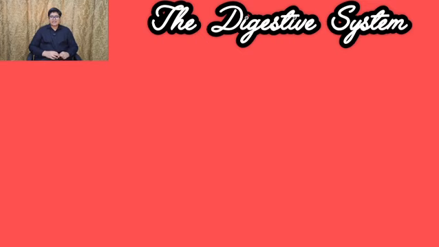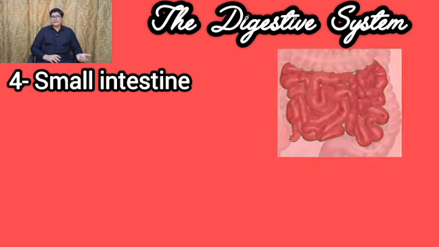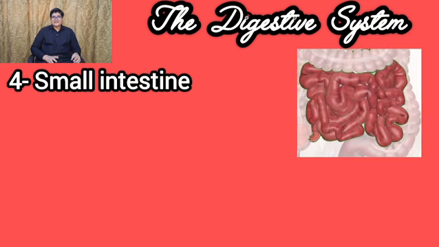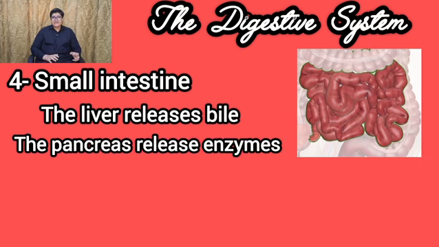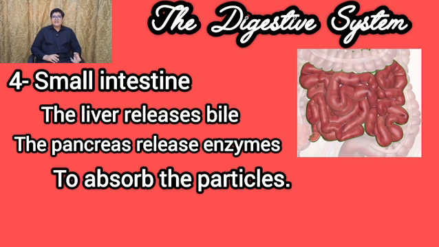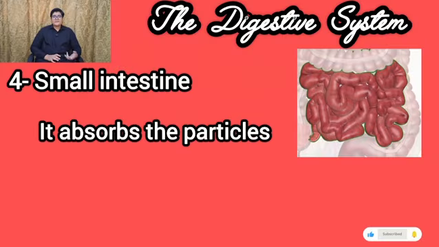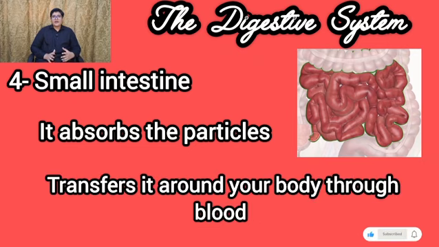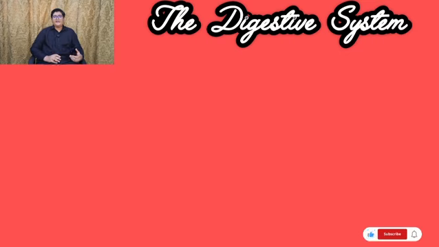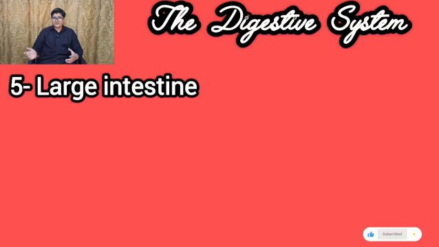Now the next stage is that the stomach sends these particles to the small intestine. What does the small intestine do? When the particles reach the small intestine, the liver releases bile and the pancreas releases many enzymes which further break down and absorb the particles. The bile which is coming from the liver breaks down fats. This is done to help digest the particles. Now the small intestine absorbs the particles and then it transfers them around the body through your blood. Some of the particles which weren't absorbed by the small intestine are then sent to the large intestine.